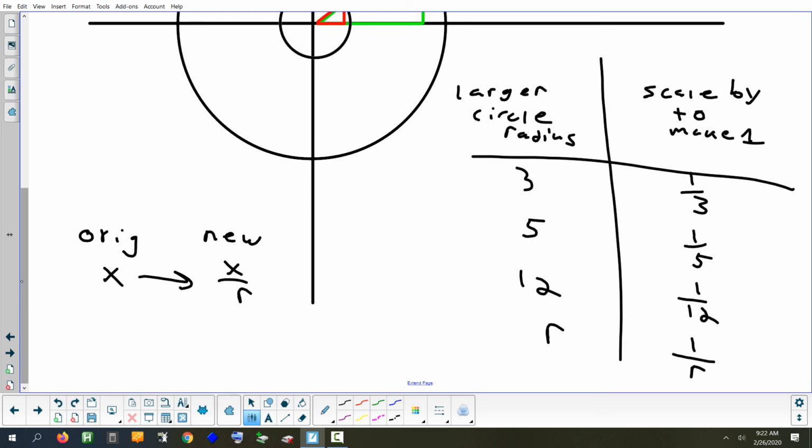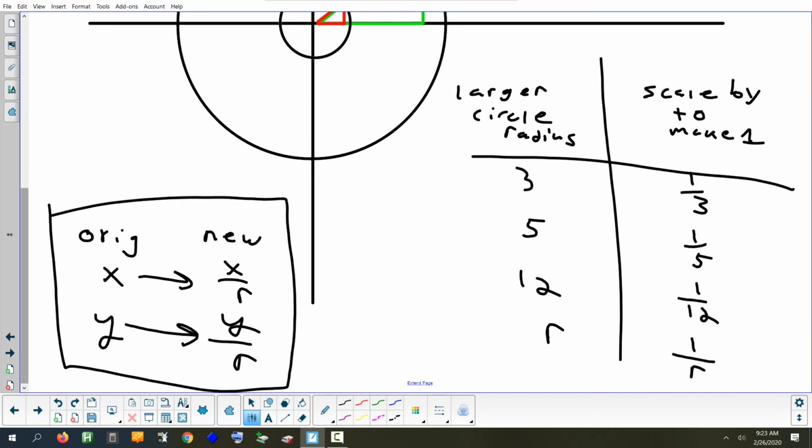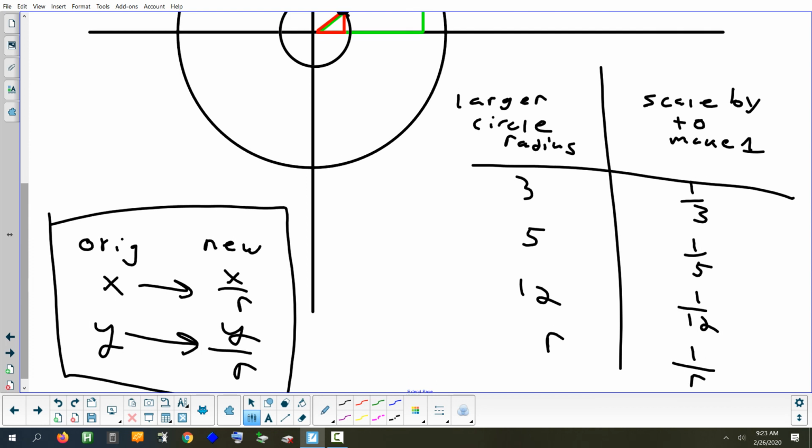So x is going to be divided by r, and y is going to be divided by r. So that is going to be the key. We're going to take all the formulas that I gave you on Monday, and everywhere we had an x, we're going to put divide by r. Everywhere we had a y, we're going to put divide by r. And that's taking the problem we don't know how to do and shrinking it back to the problem we do know how to do. But the reason I did this is so you could kind of see the pattern.